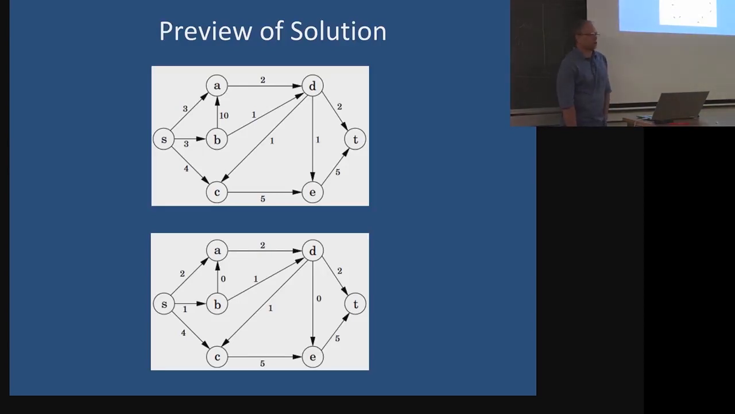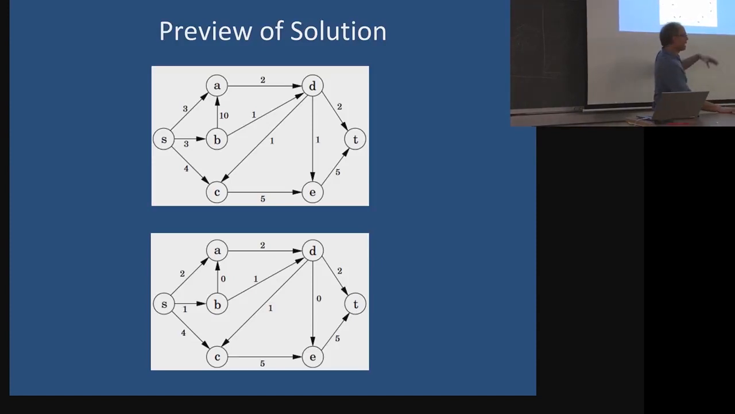What would the objective function be? What are we trying to maximize? Oil shipped from S to T. Okay, but how do we express that in terms of these variables I just set up? Go ahead, Anthony. DT plus ET. Okay, one way would be to maximize DT plus ET, right?